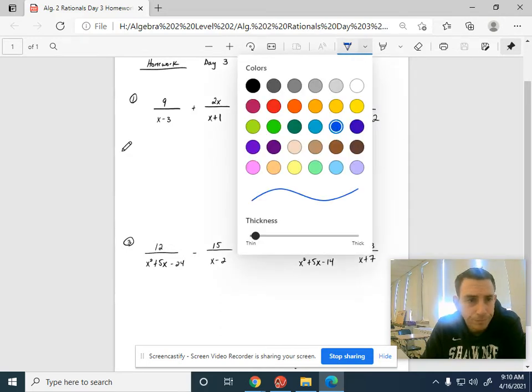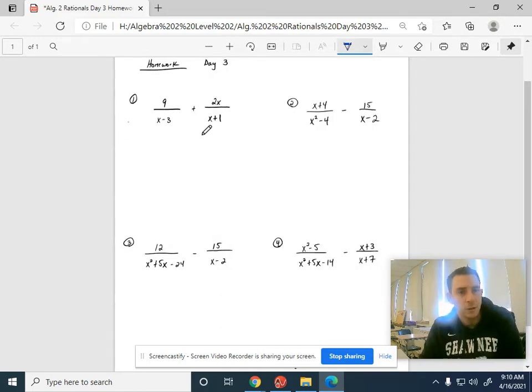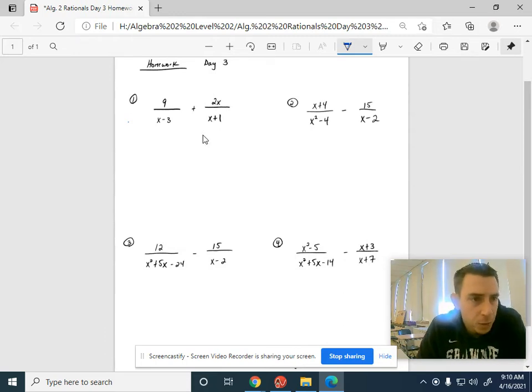So again, we are adding and subtracting rationals. And the first thing you want to do is take a look at the denominators. If they're different, you're going to have to make what's called a least common denominator. So just think of it as every factor that's here and here needs to be down here.